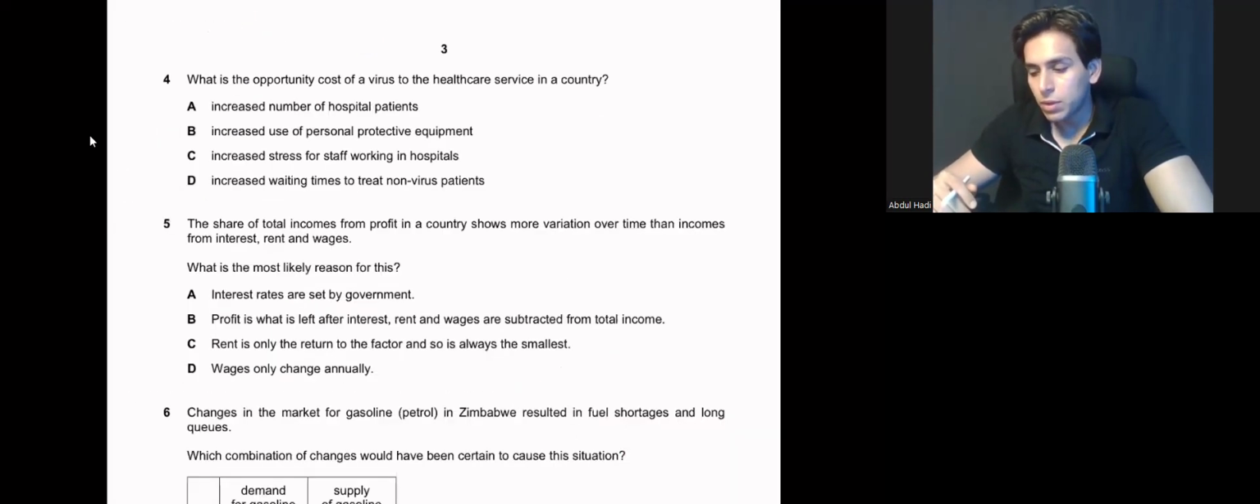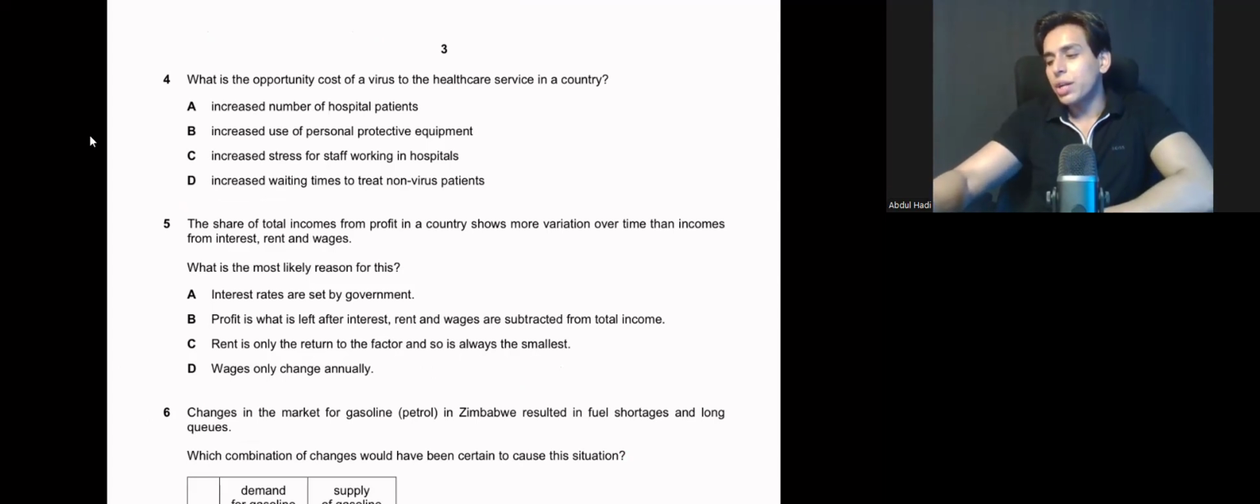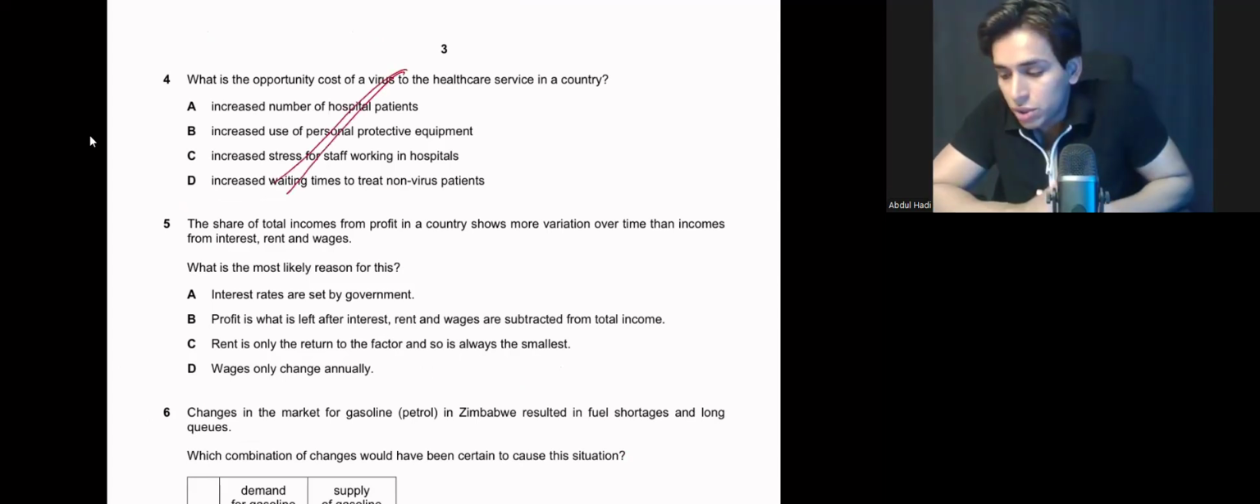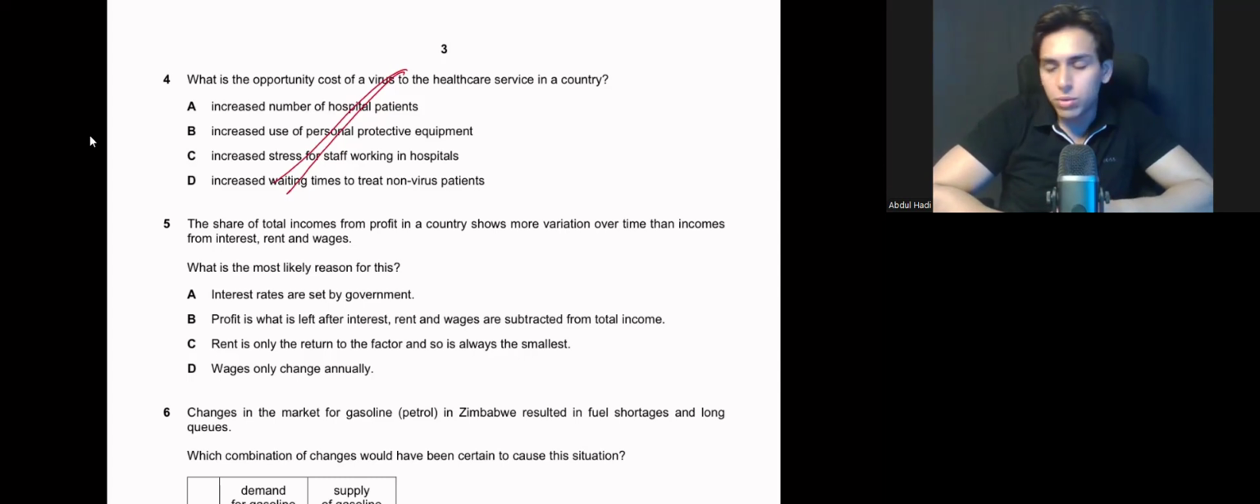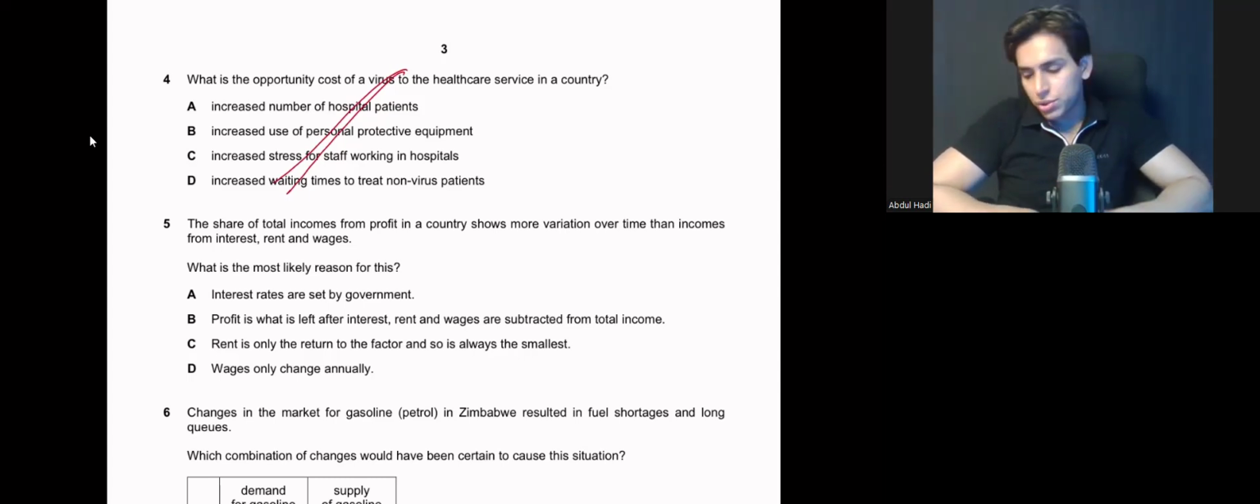It's an opinion. What is the opportunity cost of a virus to the healthcare service in a country? Now this question was discontinued. There must have been some problem in this question, so the answer is not available in the mark scheme, and it is written 'question discounted', which means that it is discontinued. It's a wrong question. Students will be awarded marks for such questions in the exam.